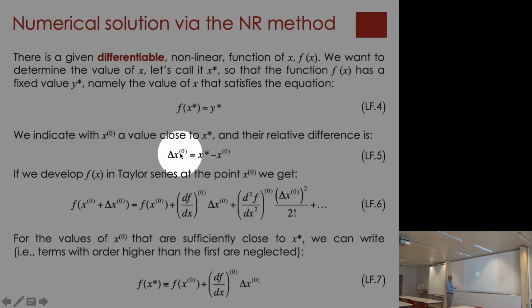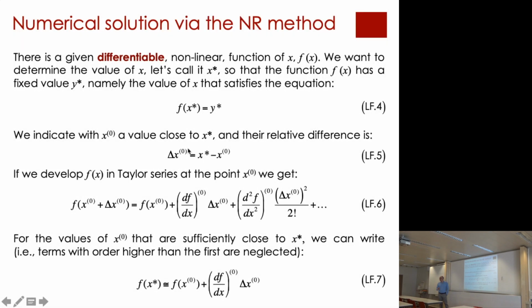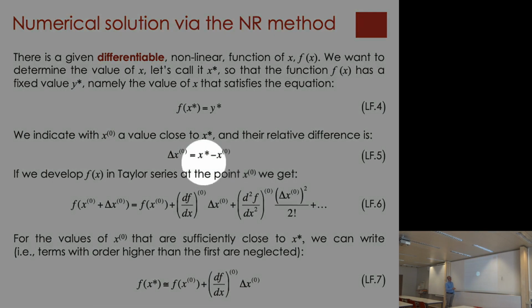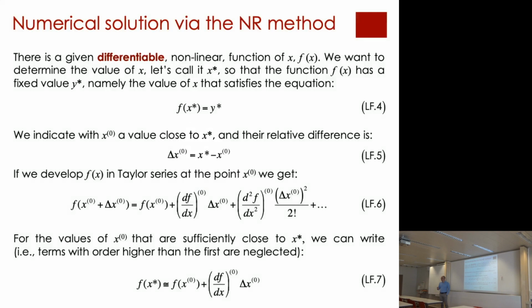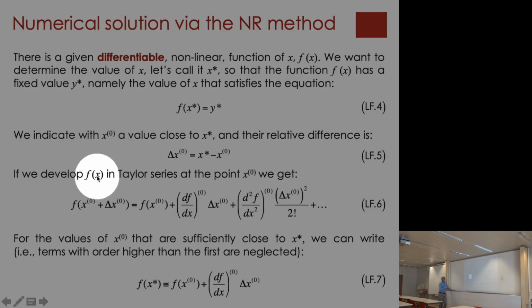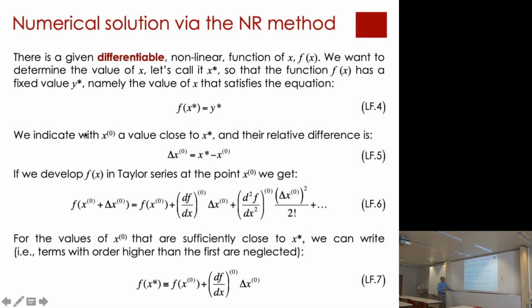Do we know delta x0? No, we don't, because we don't know x star. Okay, x star is our unknown. But we can write an approximation of this delta x0. So how do we do that? Well, essentially we develop f of x in a Taylor series.